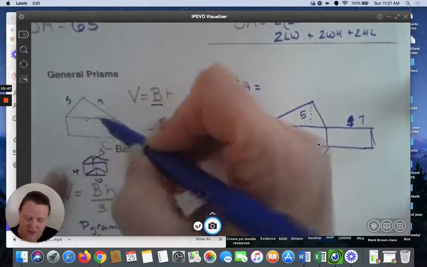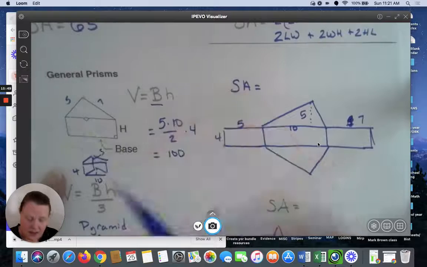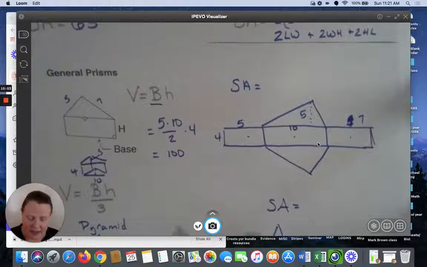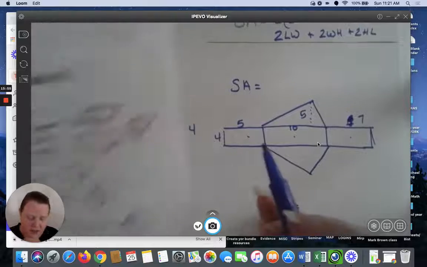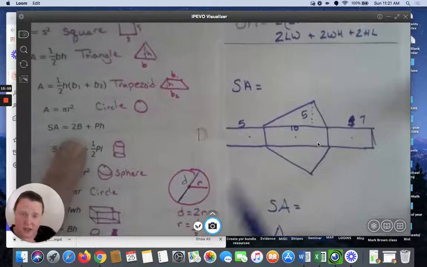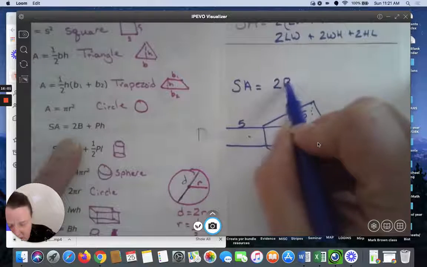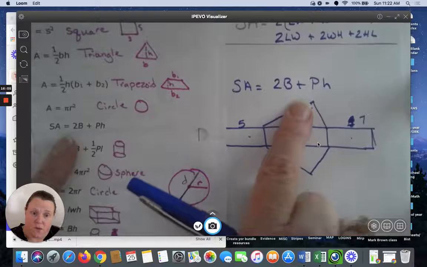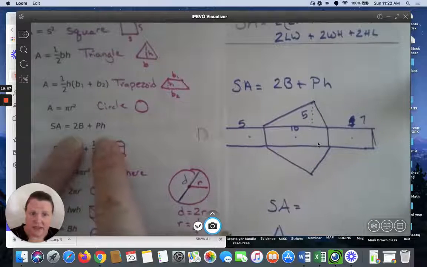So that would be 5 plus 7 plus the 10, and that would take care of all of these here in the middle. So again, if you like short formulas, then you're going to have to know where all the parts are. So again, I'm going to show that formula. You would have the 2 bases plus the perimeter times the height. So that's the short formula, and that's all they're going to give me on the state assessment test.